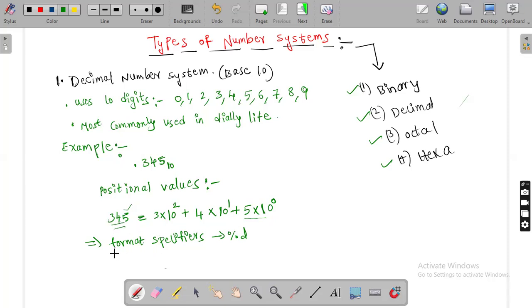And the format specifier used for decimal number systems is %d. Very important point: for a decimal number, the format specifier is %d. Okay. Next, this is one number system. The first one is the decimal number system. Next, we'll discuss the next one.